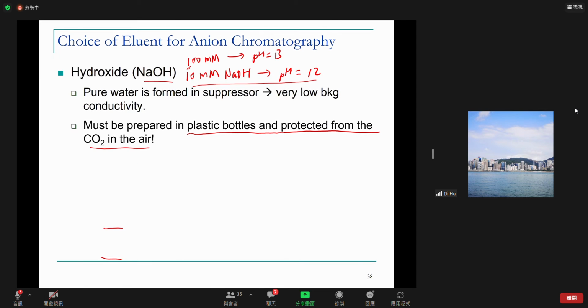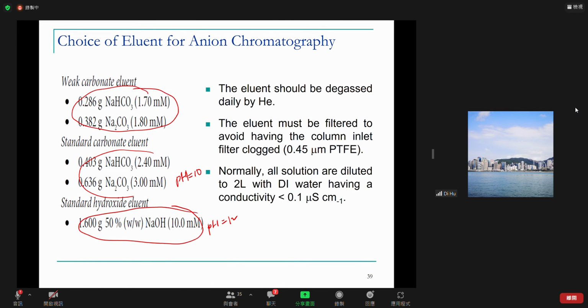Okay, see that? The eluent should be degassed daily by helium, and the eluent must be filtered to avoid clogging the column, and normally all solutions are diluted to 2 liters with DI water having conductivity less than a specified value.